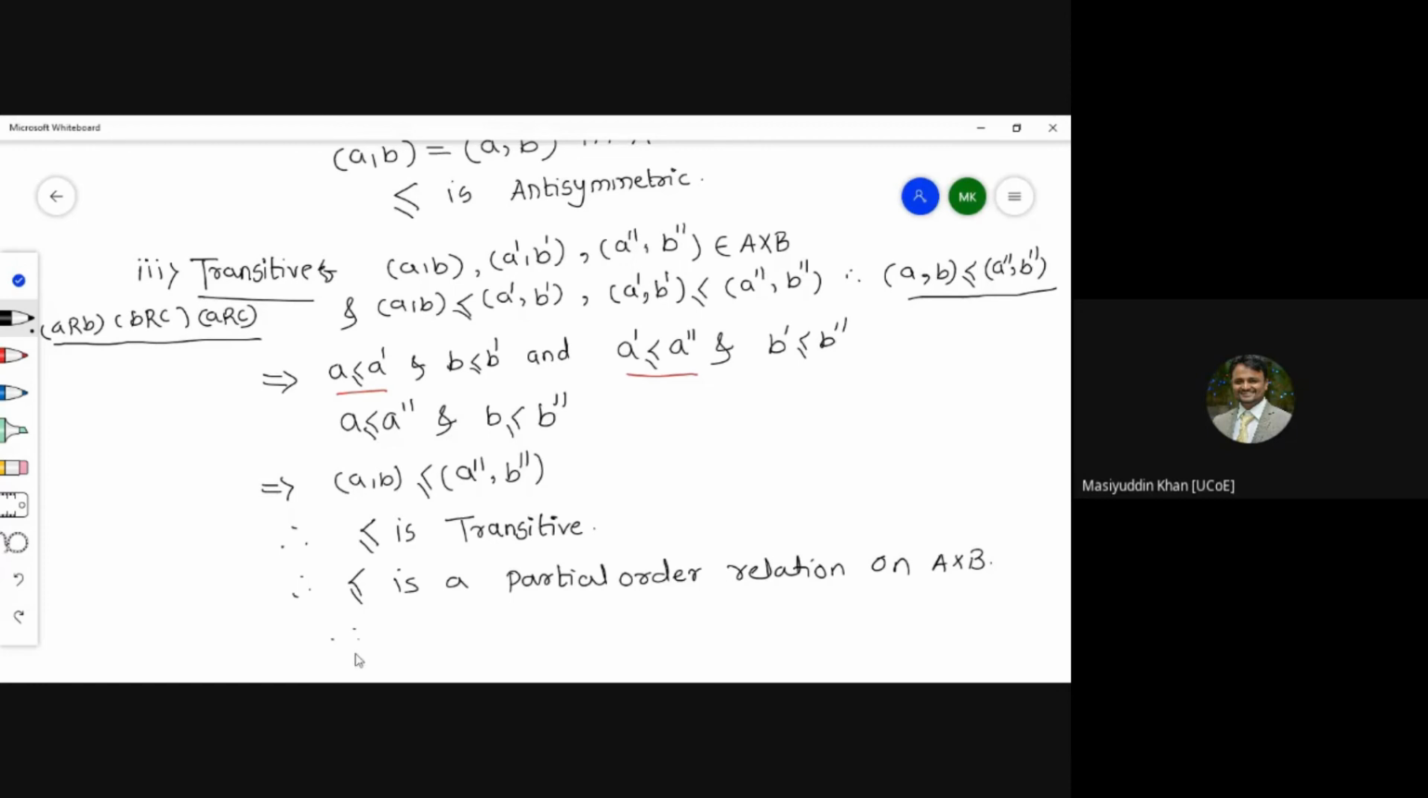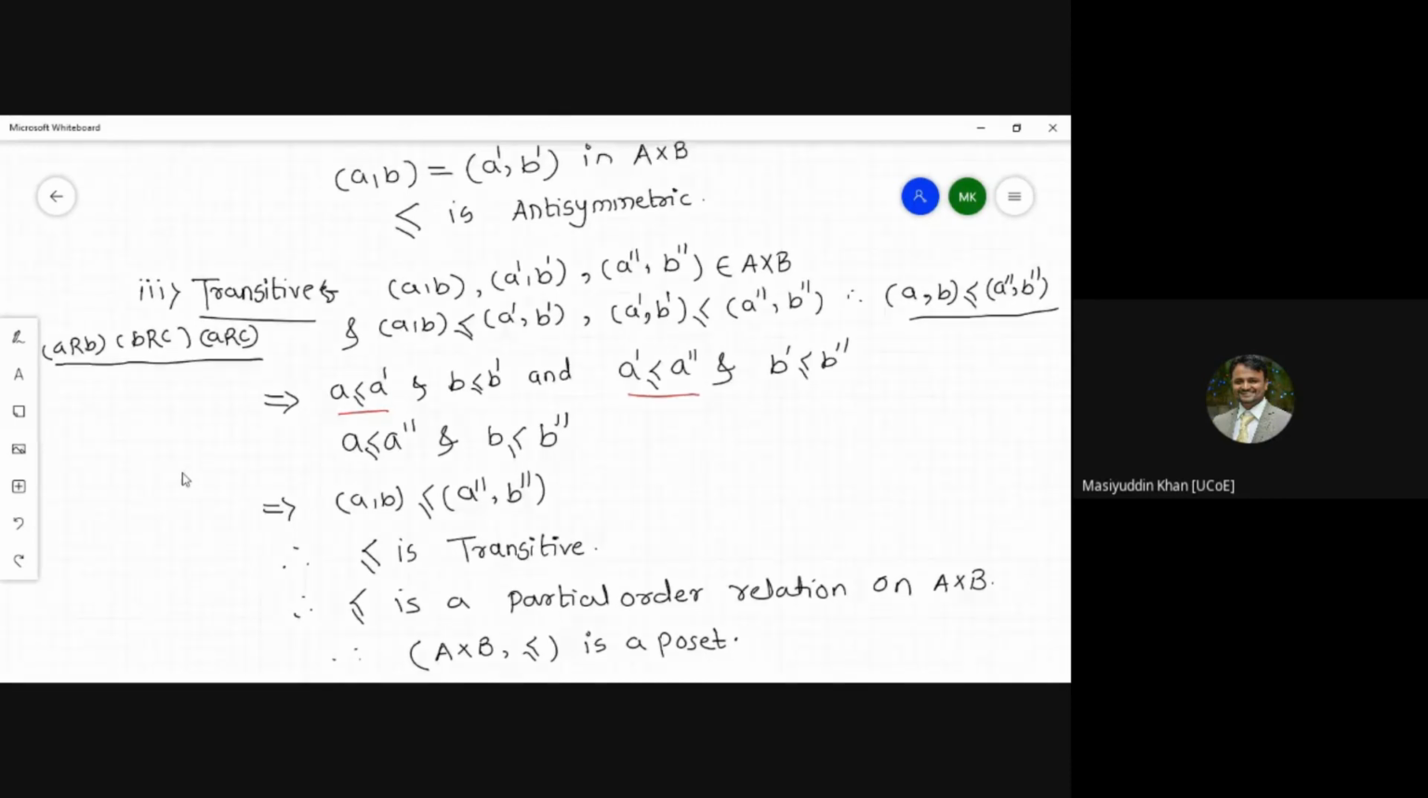Therefore (A into B, less than or equal to) is a poset. So this is our question, and we solved it because it is a very easy question. One more time, I'm going to explain this problem.